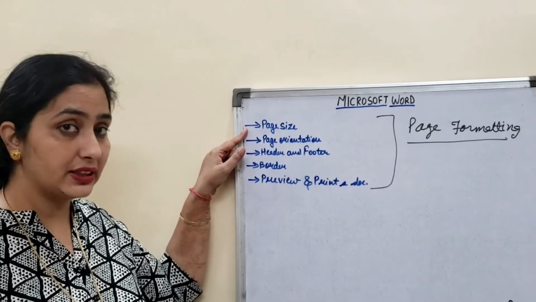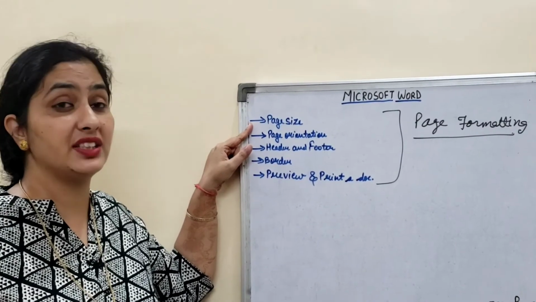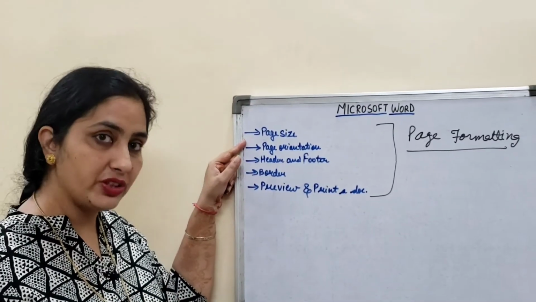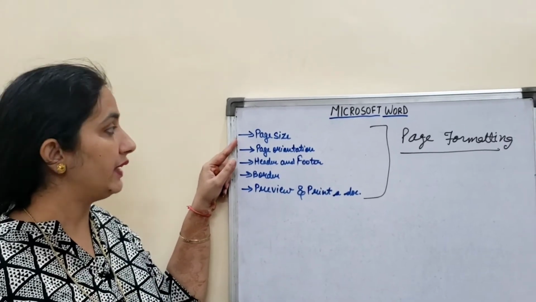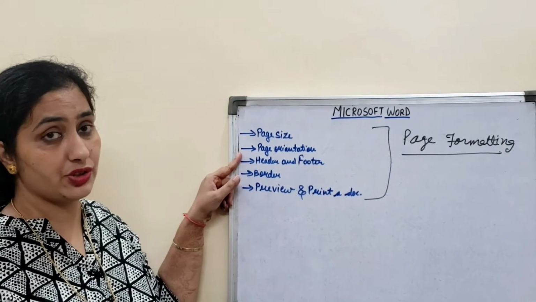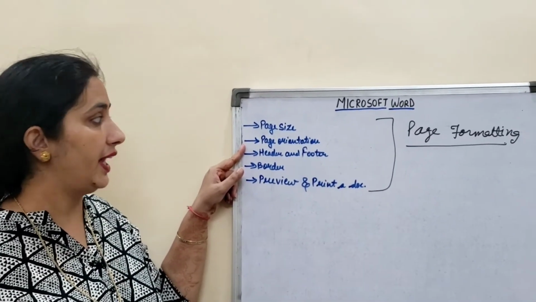In this we can set the page size. Page size means envelope, A4, A5, A6, or if it is a legal document. Whatever kind of page on which we want the printout, we can choose in the page size. Page orientation means how it looks. It should be either landscape or portrait.